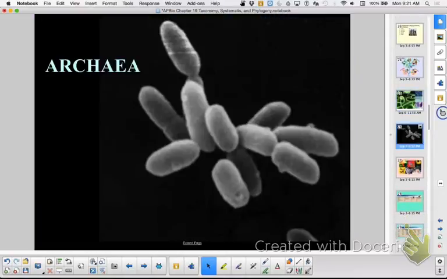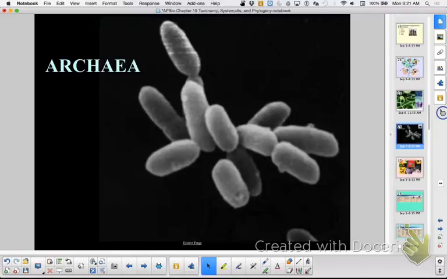All right, so let's move on to archaea. Here, these are unicellular prokaryotes that reproduce asexually. They live in what kind of environments? Extreme environments. No phototrophs or parasites. Instead they are chemoautotrophs.